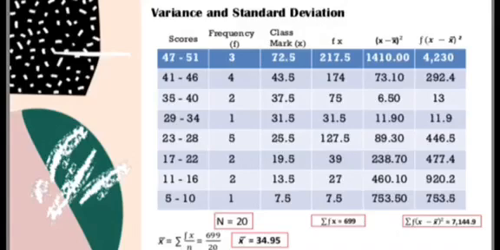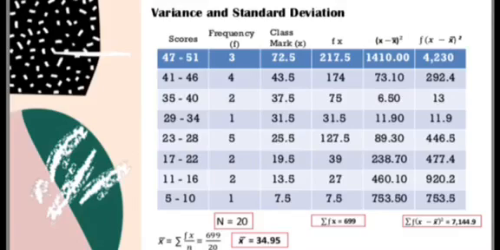Next row, 43.5 minus 34.95, then yung nakuhang sagot i-squared natin ulit siya. So, the answer is 73.10. So, ganun lang ang gagawin sa next row ulit hanggang matapos. 6.50, 11.90, 89.30, 233.70, 460.10, and 753.50.